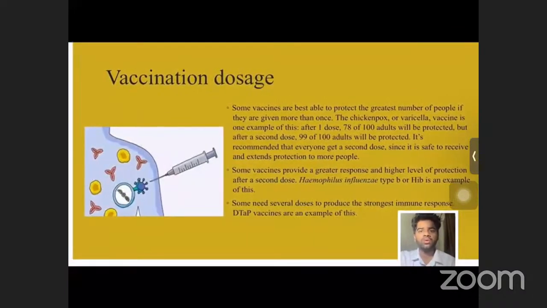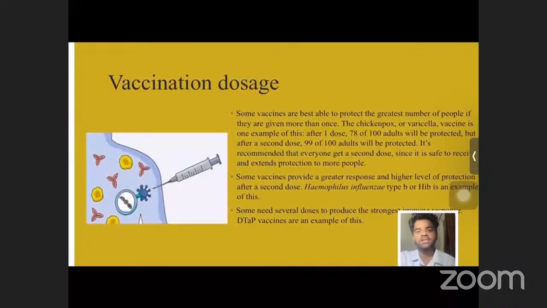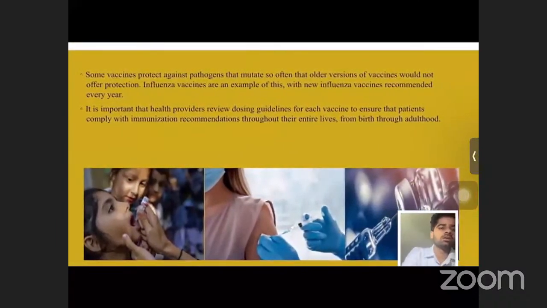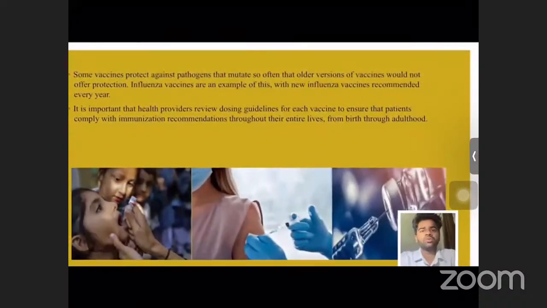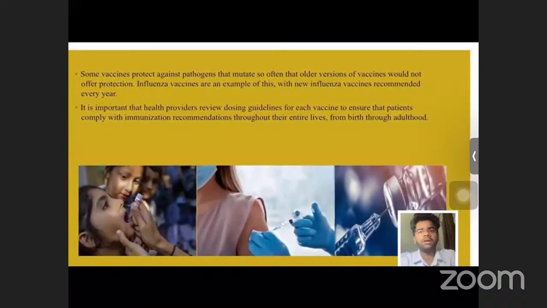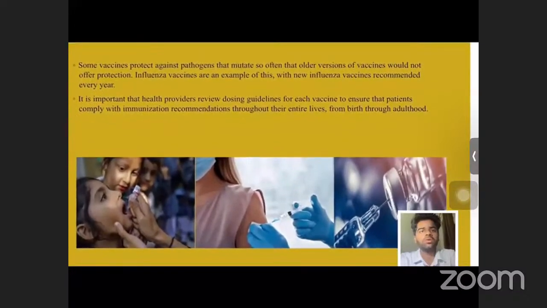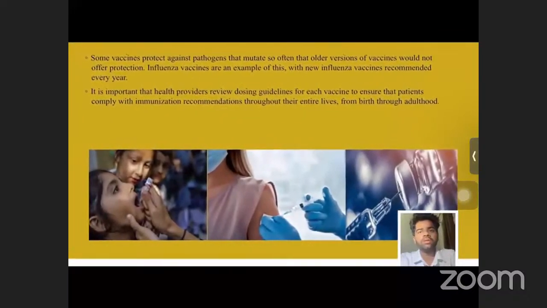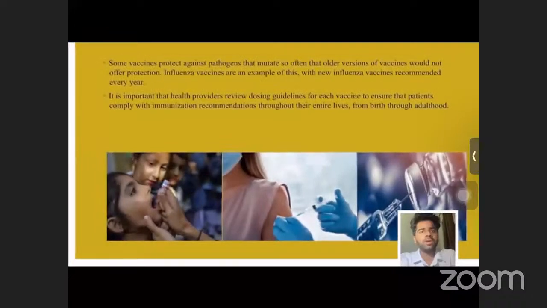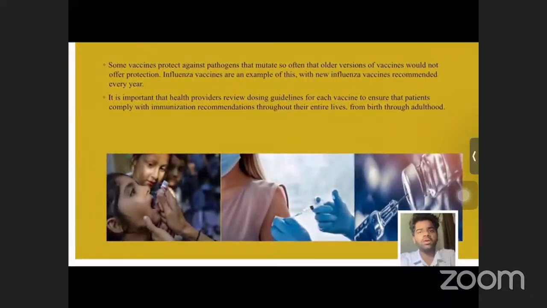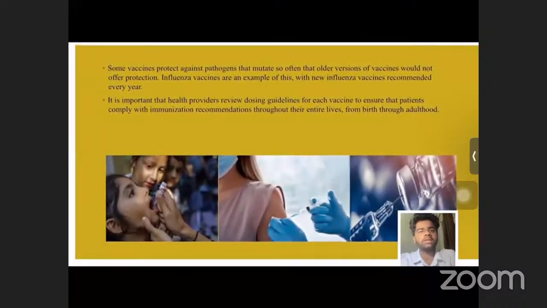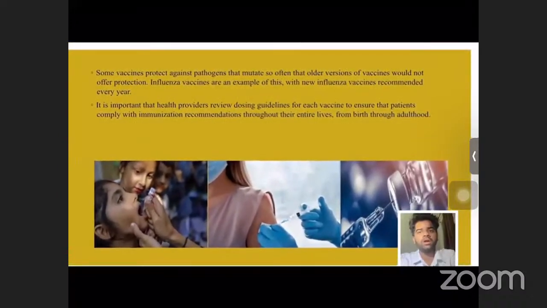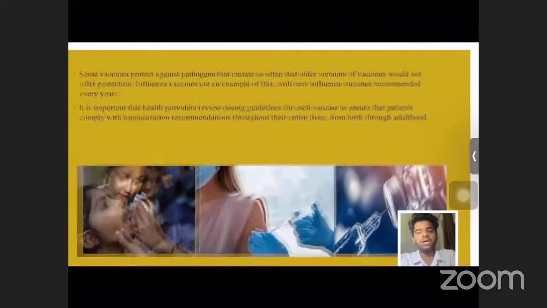Some need several doses to produce the strongest immune response. The DTaP vaccine is an example of this. Some vaccines protect against pathogens that mutate so often that an older version of the vaccine would not offer protection. Influenza vaccines are an example of this, with a new influenza vaccine recommended every year. It is important that health providers review the dosing guidelines of each vaccine to ensure the patient completes the immunization recommendations throughout their entire life, from birth through adulthood.